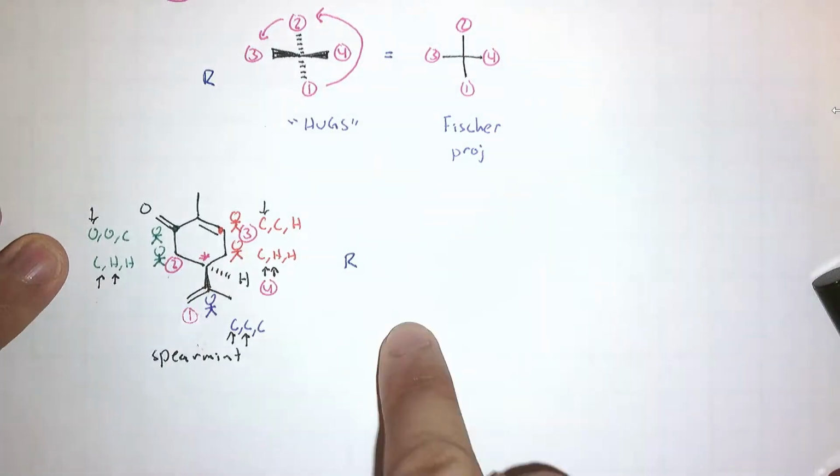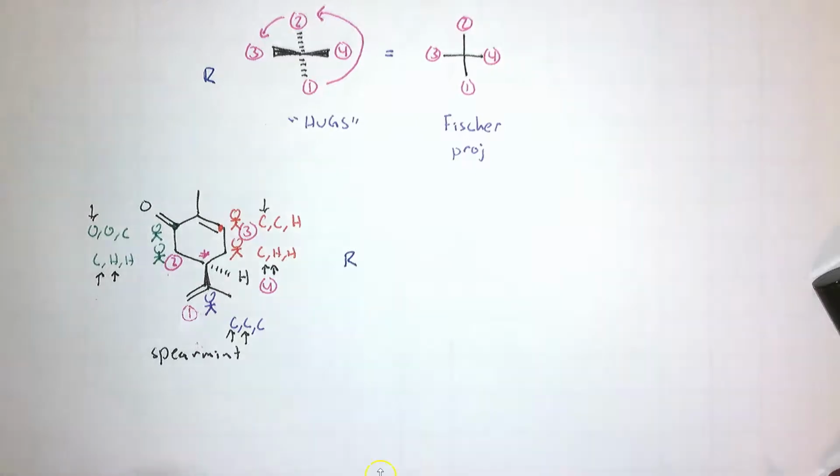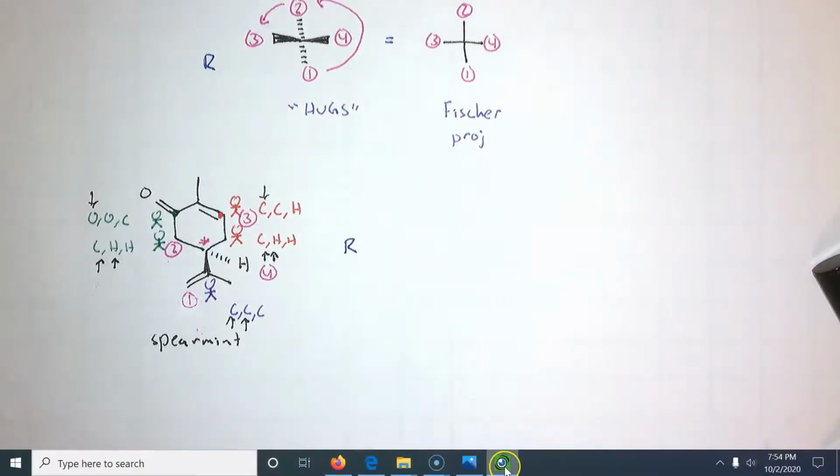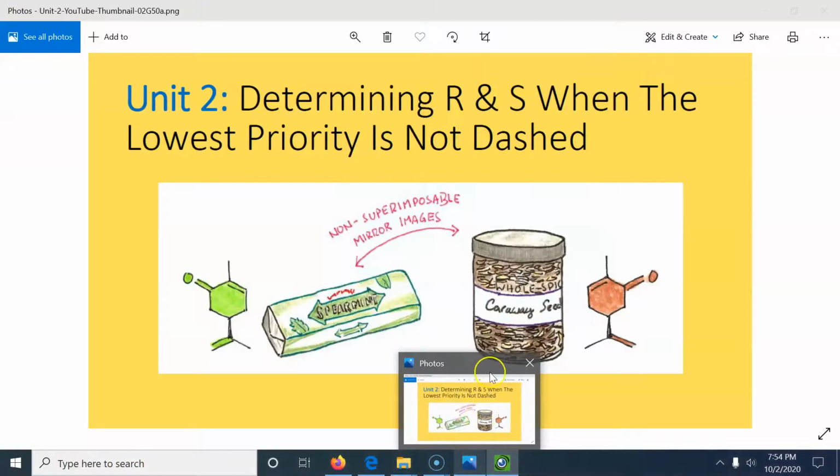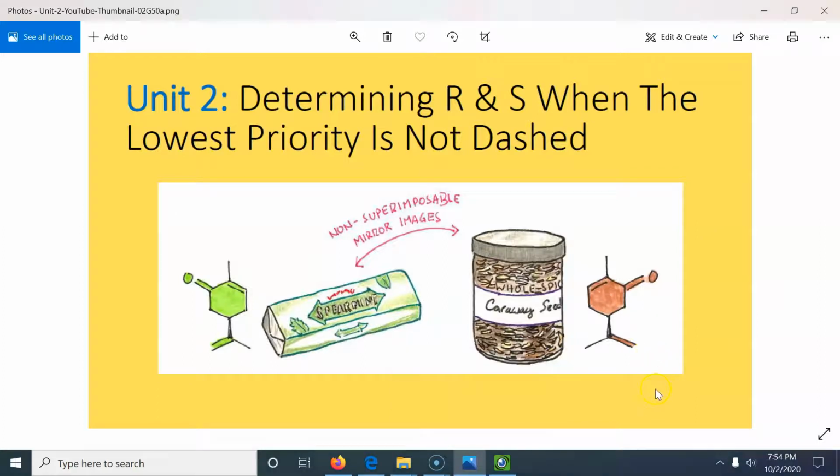Down, left, right. Clockwise. Let's take a look at carvone, the natural oil or molecule of caraway seeds. And priority number one is down here. Priority number 2 is here, 3. 1, 2, 3. Counterclockwise, carvone is S. You could look it up yourself on Google. Spearmint should be R, carvone should be S.